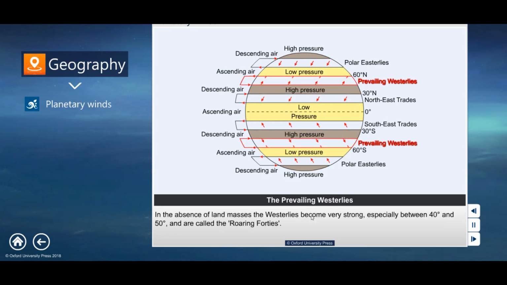In the absence of land masses, the westerlies become very strong, especially between 40 degrees and 50 degrees, and are called the Roaring Forties.